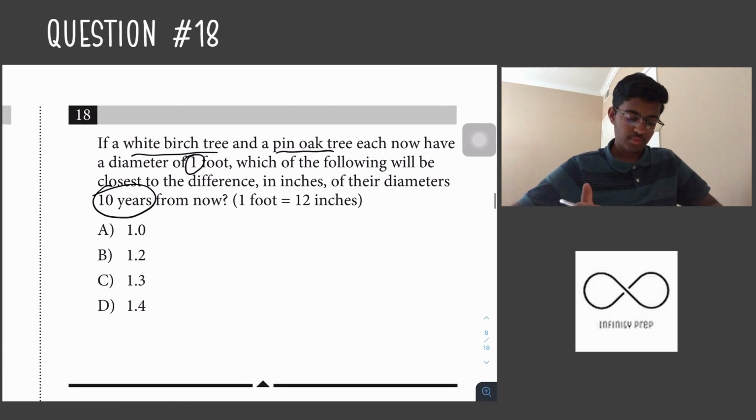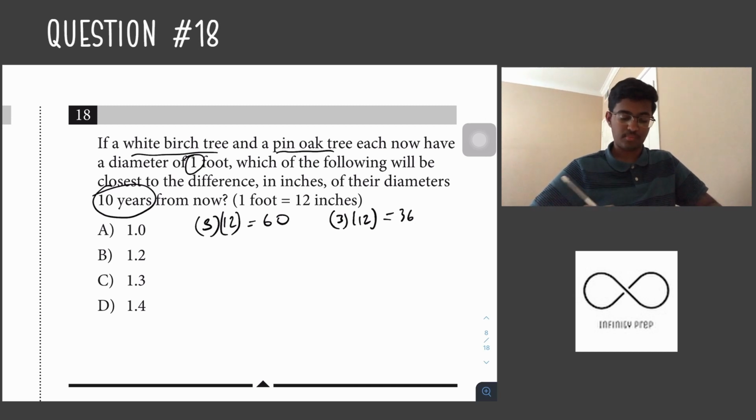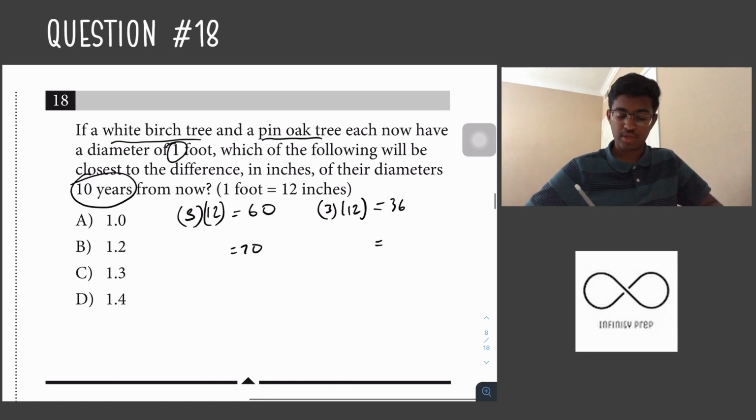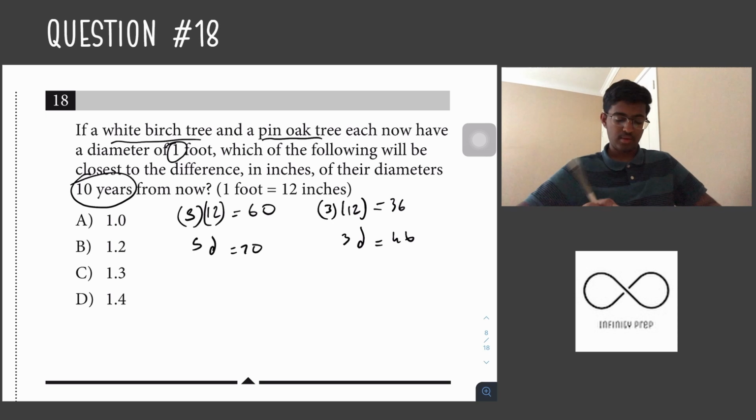They both have a diameter of 1 foot, which is 12 inches. So we can do 5 times 12 to find the age of the white birch tree, which is 60 years old, and 3 times 12 to find the age of the pin oak tree, which is 36 years old. Now it's asking for the difference in their diameters 10 years from now. So we need to add 10 to each of their ages. The white birch tree would be 70 and the pin oak tree would be 46. The diameters would change in 10 years, but the growth factor would be the same. So the diameter would become variable d, and the growth factor would be 5 and 3, since they wouldn't change.